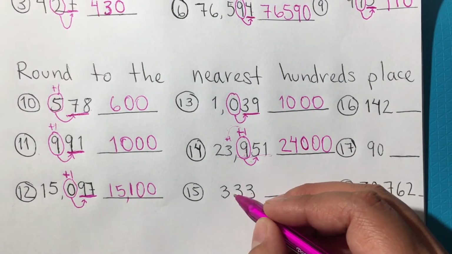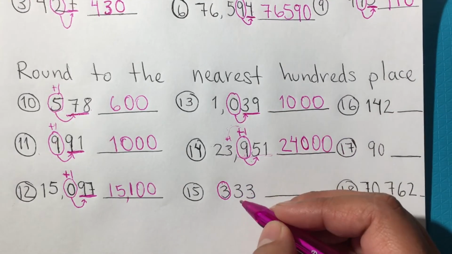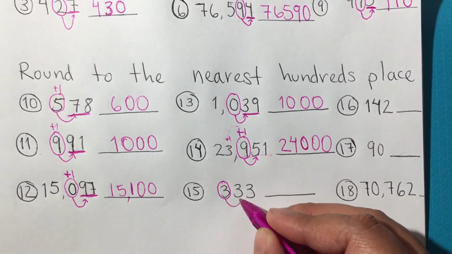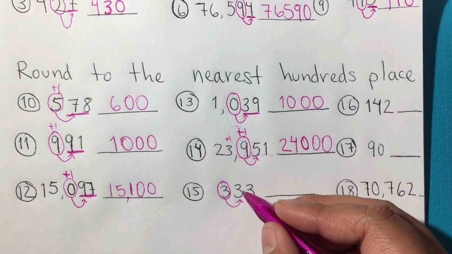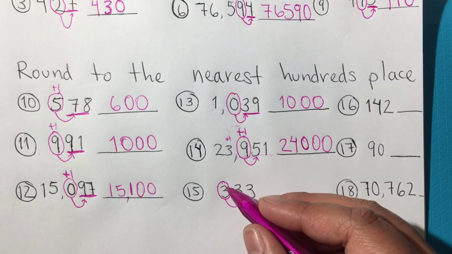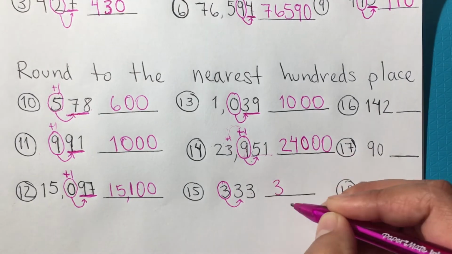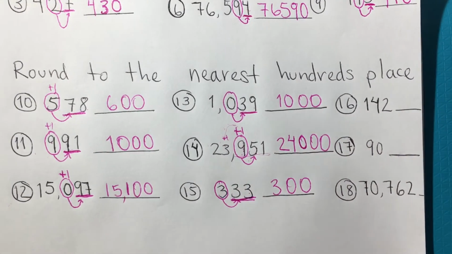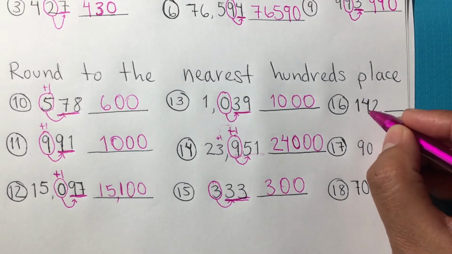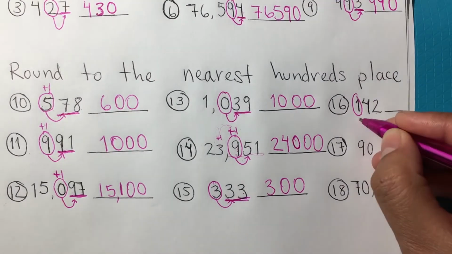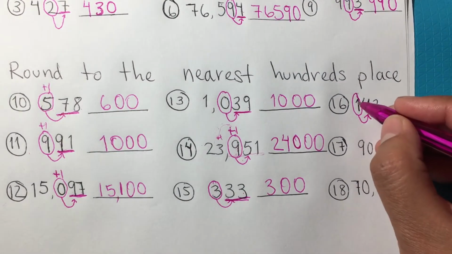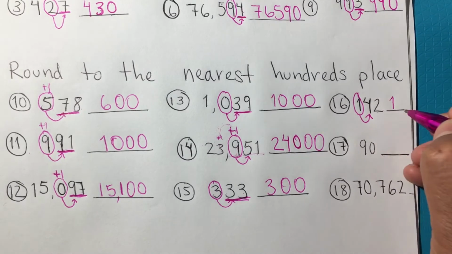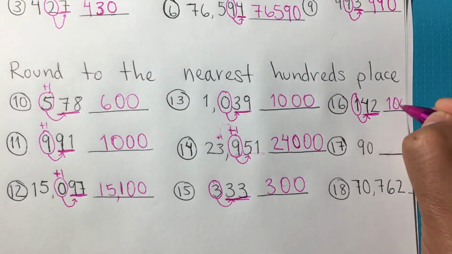Ones, tens, hundreds. Oh, too tiny. It cannot give 1 more, so it stays as 3. What happens to the rest? Becomes zeros. Ones, tens, hundreds, too tiny. So it just stays as 1 with zeros.